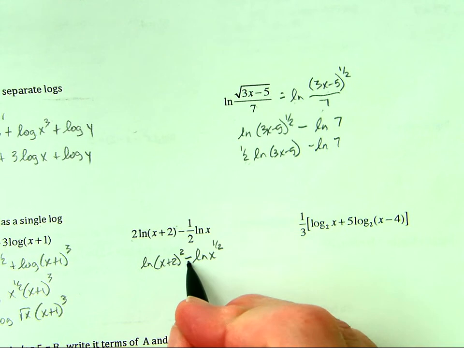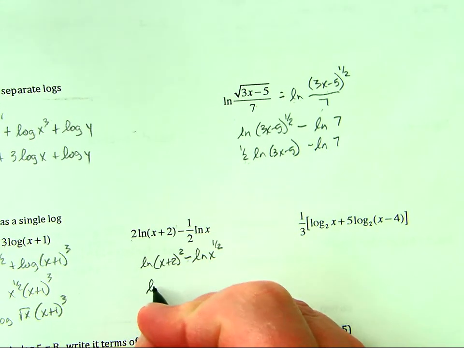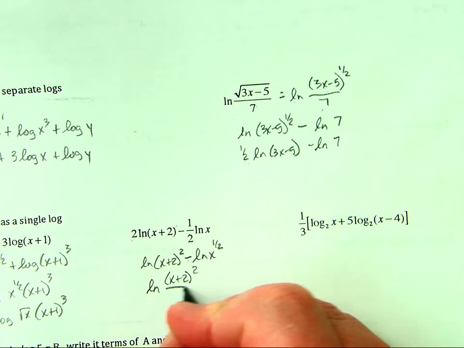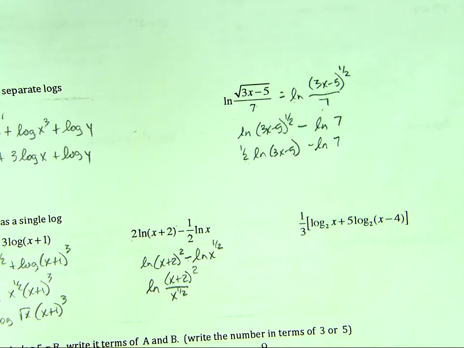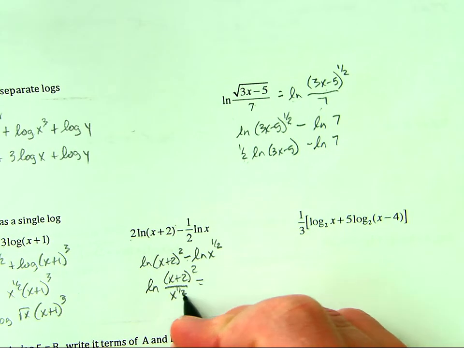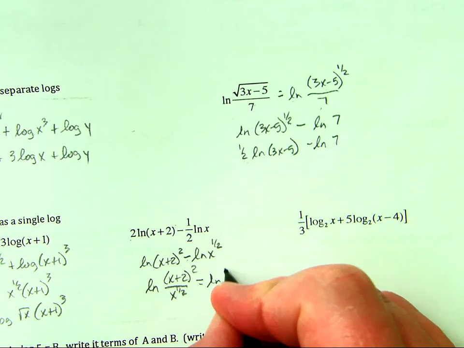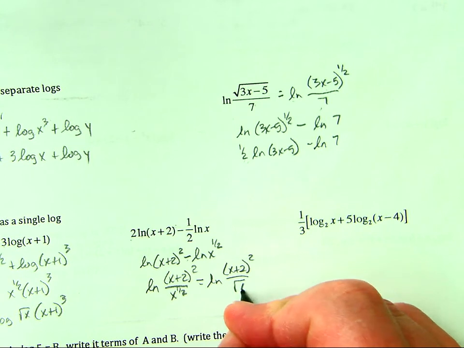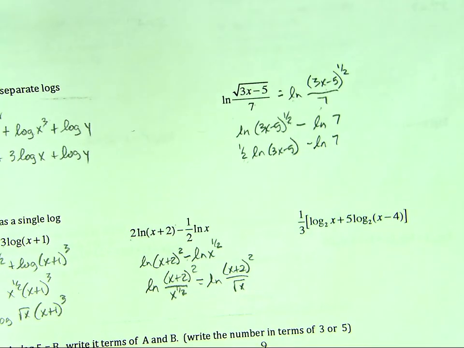Now, if we subtract 2 logs, if we want to combine that, we need to divide the 2 logs. So the x plus 2 squared goes on top, and the x to the 1/2 goes on the bottom. And again, if you wanted to, that x to the 1/2, if you wanted to write that as a radical, you could. It should be okay either way. So those are the same answer. Okay.